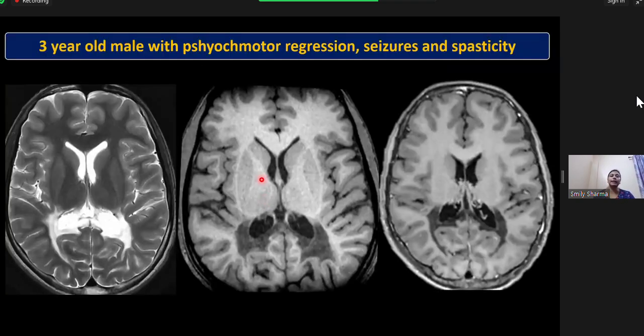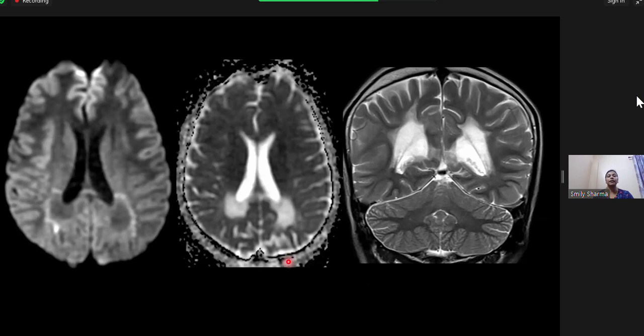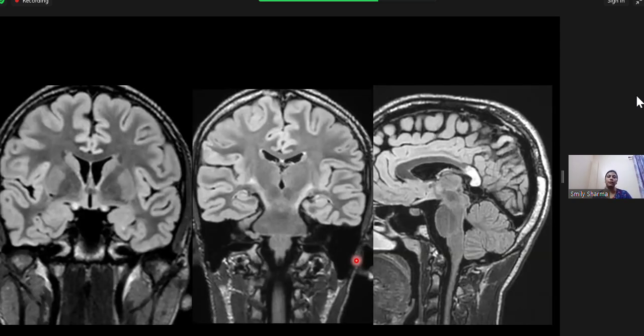So this is another case, a 3-year-old male with psychomotor regression, seizures, and spasticity. Here again, we see the periventricular T2 hyperintensity with hypointense signal on T1. And in this case, there is not much enhancement. But there is a diffusion restriction in the periphery, which is in the intermediate zone. Here we see that the cerebellar white matter is not involved.